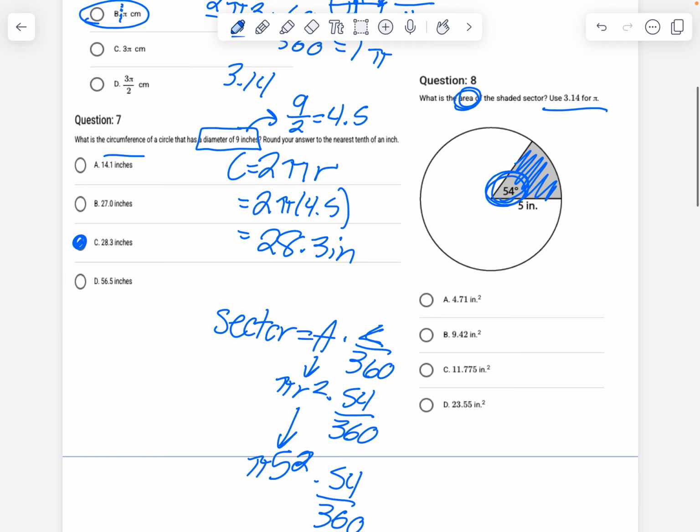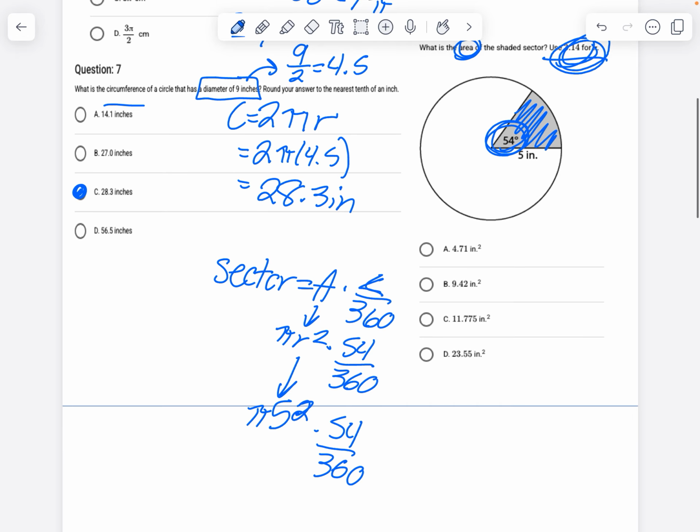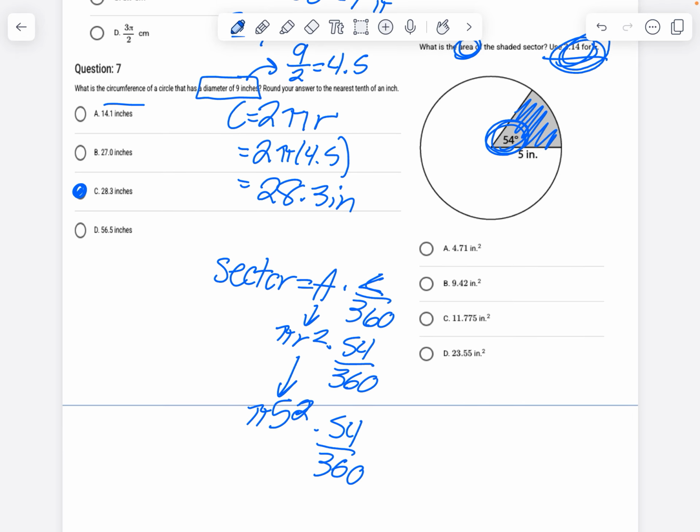They want us to use 3.14 for pi, but again, I think we should get similar answers if we use just the pi button. So we put 3.14 times 5 squared, which, 5 times 5 is 25. Multiply that by 54 over 360. Our answer should be that C answer, 11.775 inches squared, since we're talking about area. Beautiful. C would be our answer.